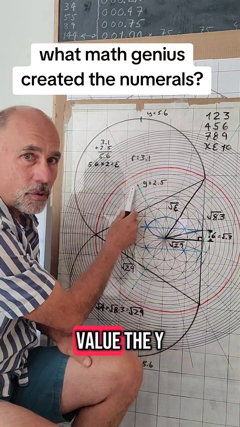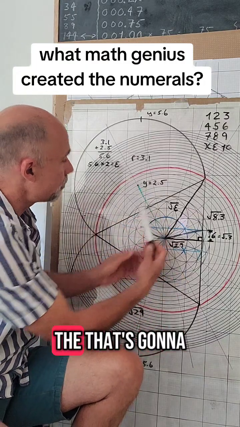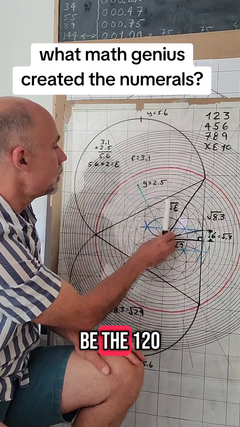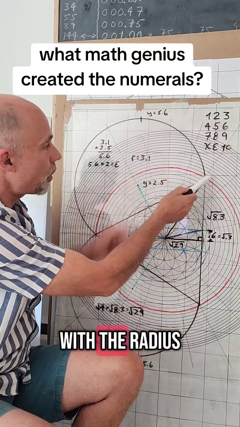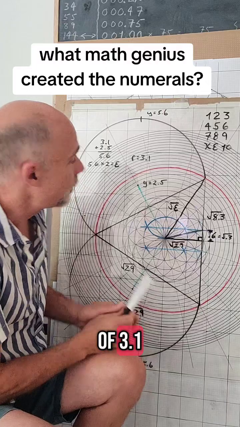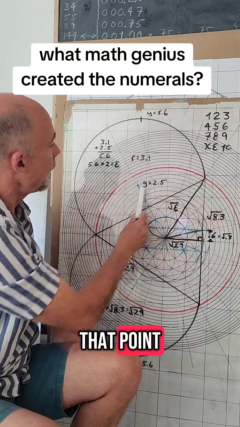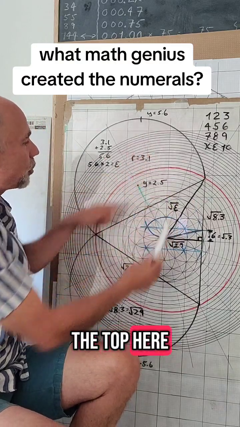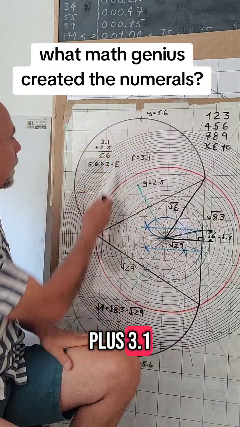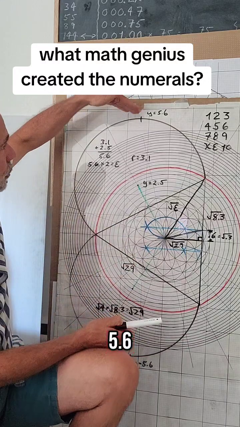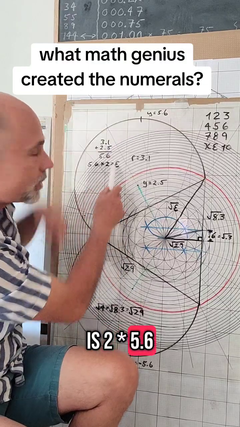So now what we did is we put our compass on this point here, which has the y value of 2.5, and that's going to be the 120 degree angle. And then we draw a circle with the radius of 3.1. So we can see that it's touching down on that point. And then when it goes across the top here, we add y, 2.5 plus 3.1, and we get 5.6. So the distance from the top of the symbol to the bottom is 2 times 5.6, which is L.